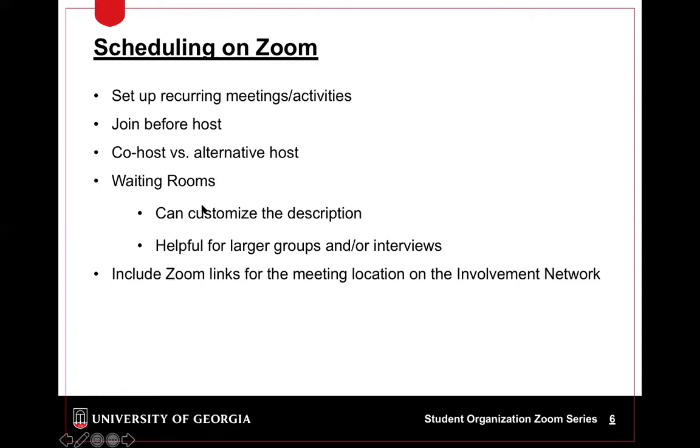So when scheduling meetings on Zoom, Zoom allows you to create recurring meetings and activities when you first create the event. This is really helpful if you know your general body meetings or executive board meetings or a specific event are going to occur more than just one time. This allows the same link to be used for each of those. So you can schedule them all at the beginning of the semester. And then you can always go in and edit that if you need to change the time for one specific meeting, or if you need to add more, it allows you to do that all within the same creation of an event or meeting so that you're not having to have different links all over the place.